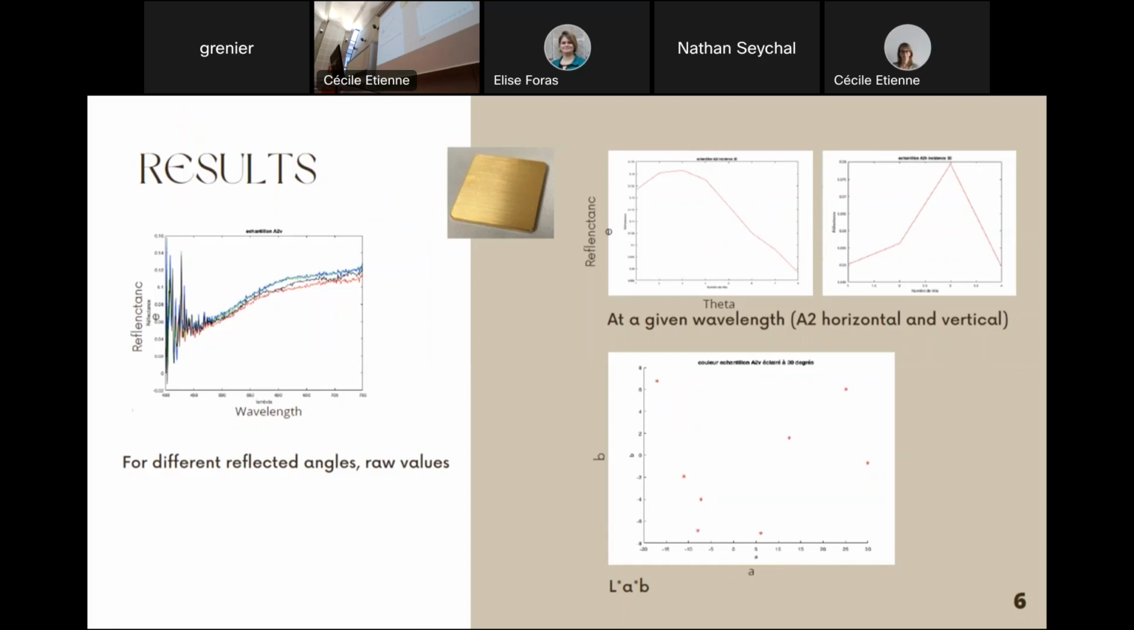The first one was to display the reflectance of a set sample, direction, and incident angle, thus with changing the reflected angle. The second analysis we did was to display the reflectance for a given wavelength for a set sample. And then it was to display the samples in the LAB chromaticity diagram. And this was the best way to clearly see the difference of color. Therefore, we are going to develop the latter method.